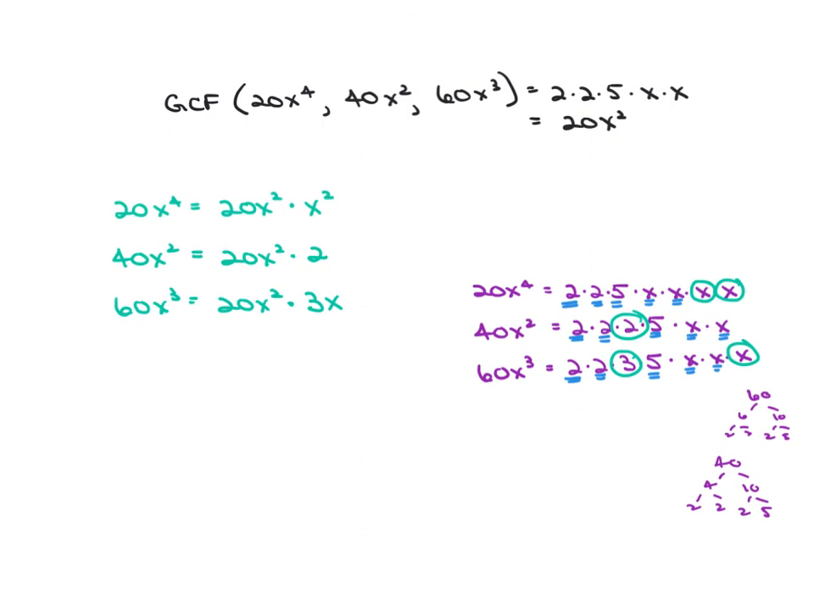I hope you found this video helpful. Just a few techniques of how you can find the GCF of either numbers or monomials, by breaking it down into its prime factorization and looking for what factors they all have in common.